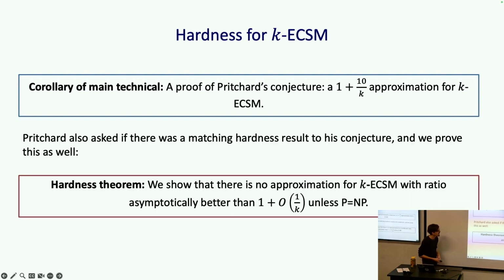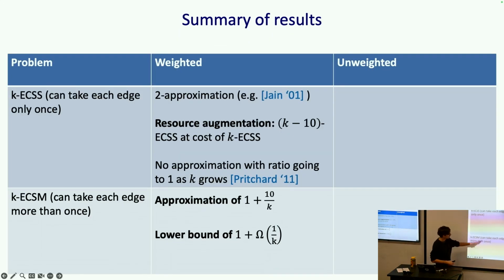So just to summarize what we talked about so far in this TCS intro. We talked about two problems, KECSS and KECSM. The difference is just whether you can take every edge more than once. For KECSS, we have this 2 approximation. And now we've complemented this with a sort of resource augmentation-like result. I can get a (k minus 10)-edge connected graph that costs no more than the optimal k-edge connected graph. We also know that there's no approximation algorithm with ratio going to 1 as k grows.